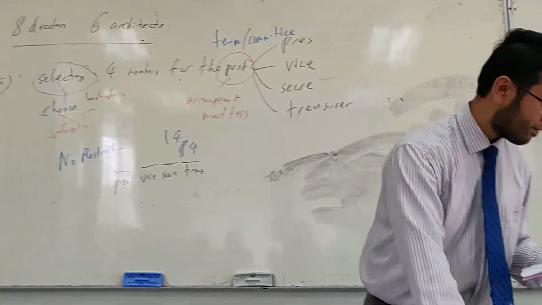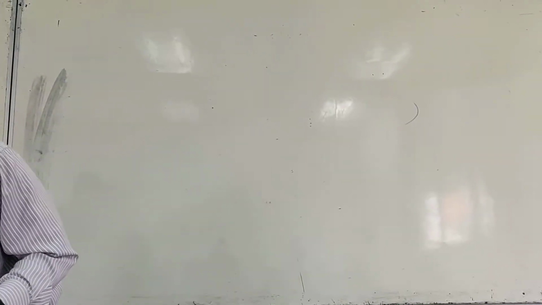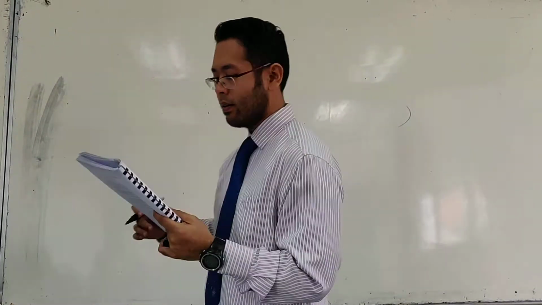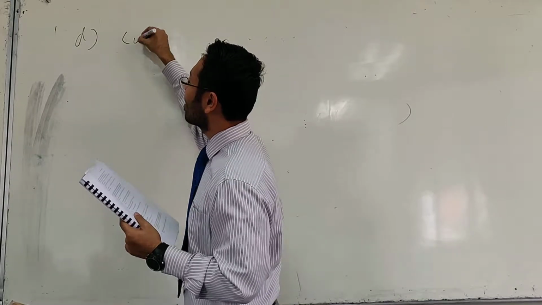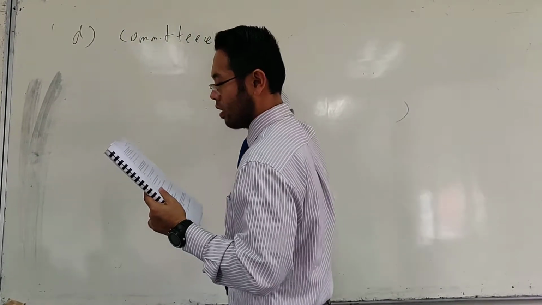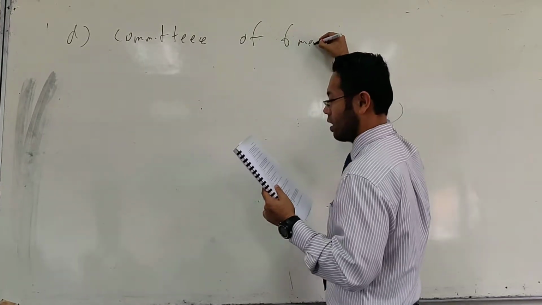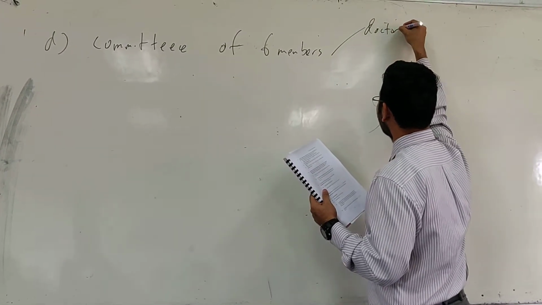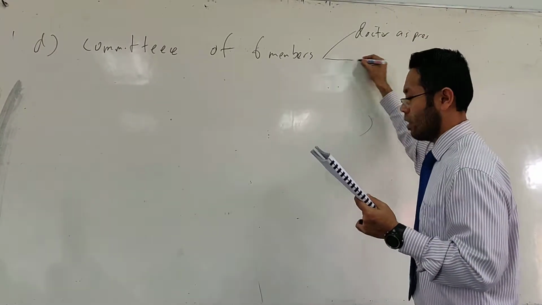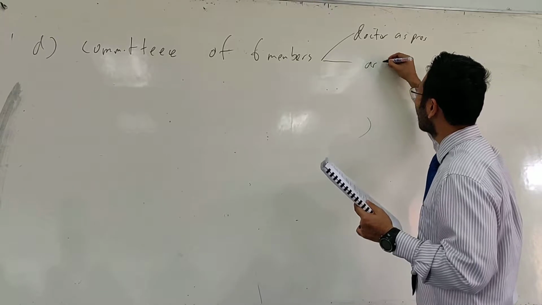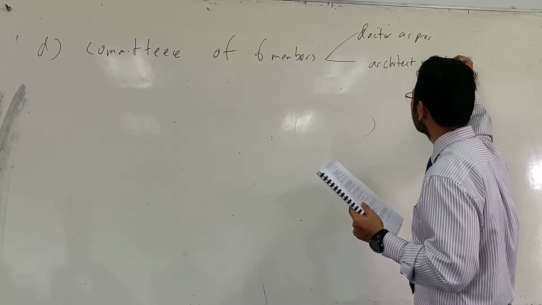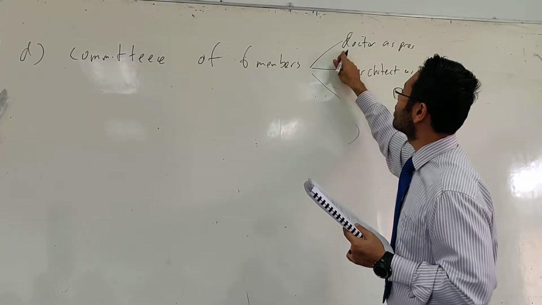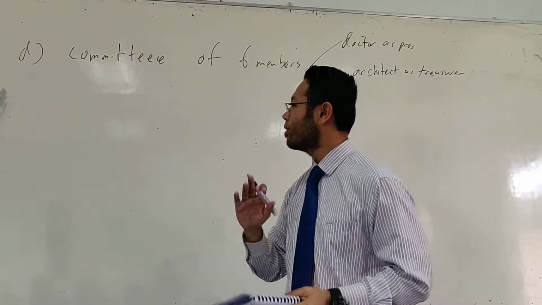And finally, forming a committee. This time there are rules. A committee of 6 members, with the doctor as president, architect as treasurer. What about the, okay, this is first, second, never mind. We will discuss it in detail.